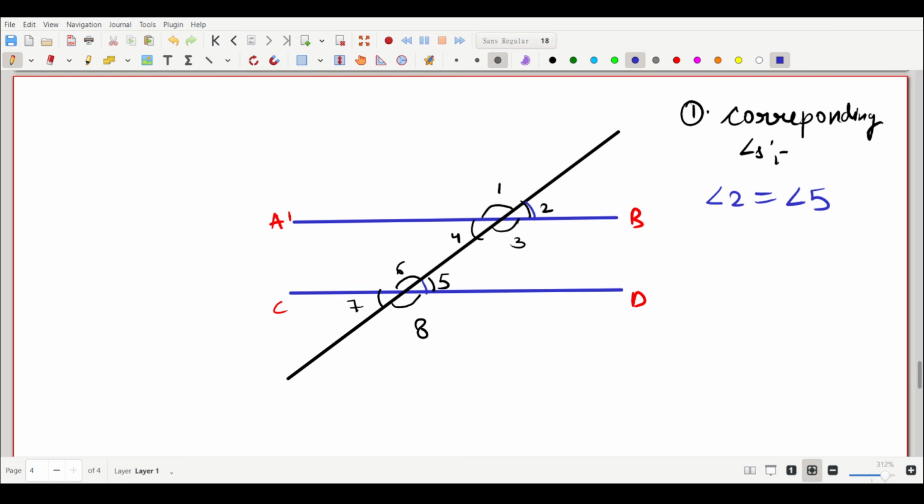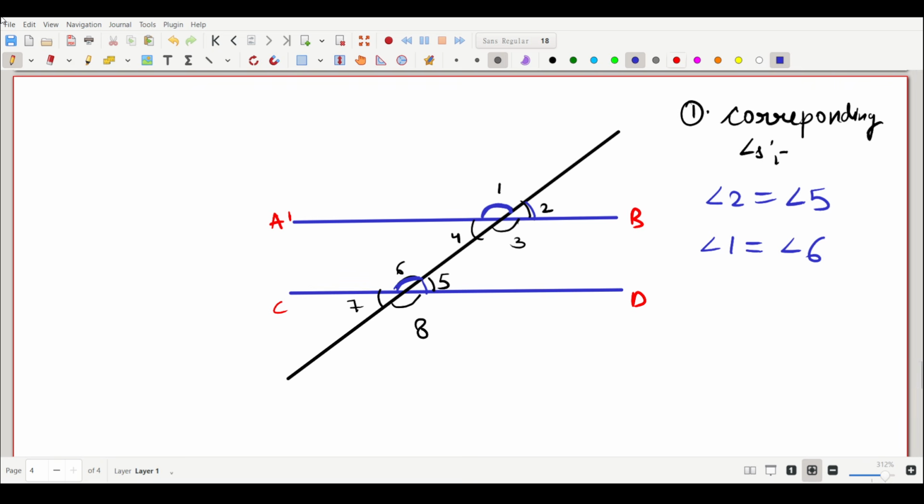What about angle 1? What is the corresponding angle of angle 1? Angle 1 is here. The angle corresponding to angle 1 is angle 6. Angle 1 and angle 6 share the same positions: both are on the left and both are on the top. So angle 1 is equal to angle 6. Corresponding angles are equal. The first thing is you identify a corresponding angle, and then they will be equal. You can use this property while solving questions.